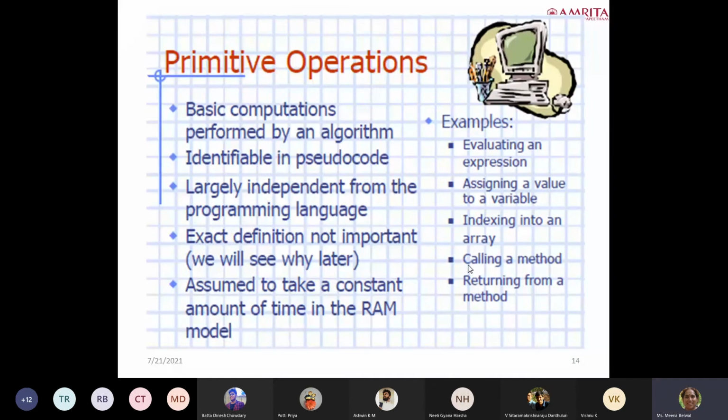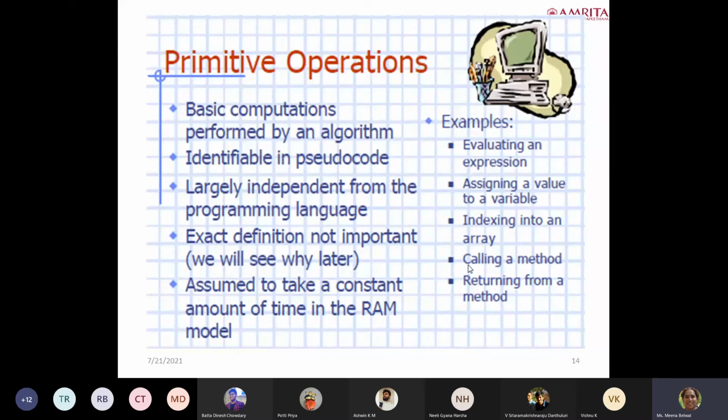So we do not differentiate that this is a memory access operation and this is just an assignment operation. What we do is we assume that all the operations take unit amount of time. All the operations take equal time for doing the algorithm analysis. We assume that all the operations actually take the equal amount of time.